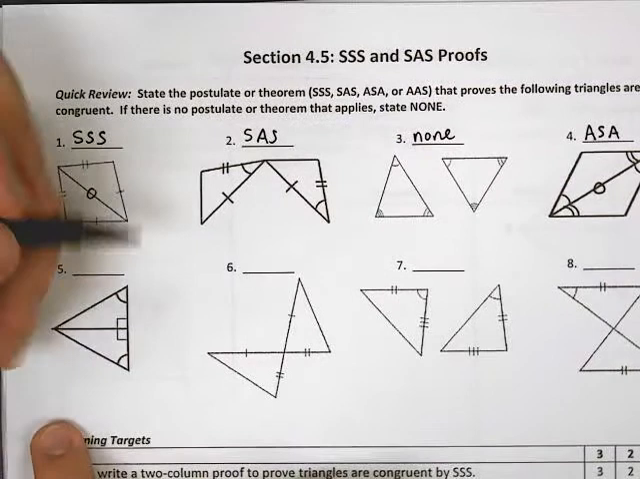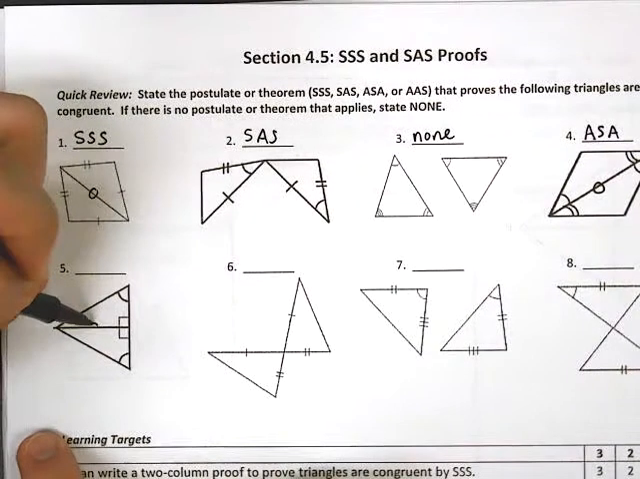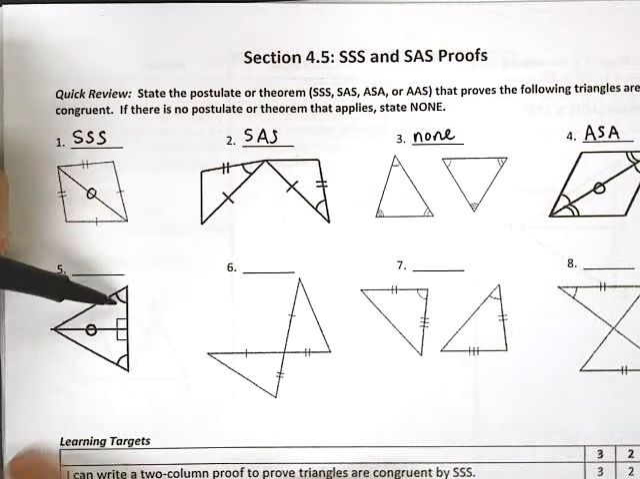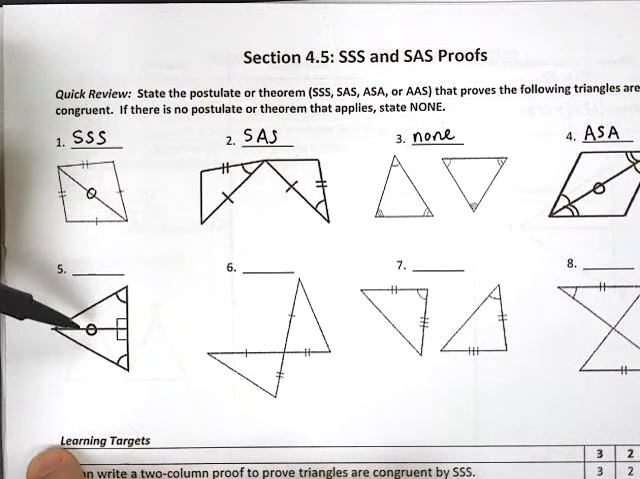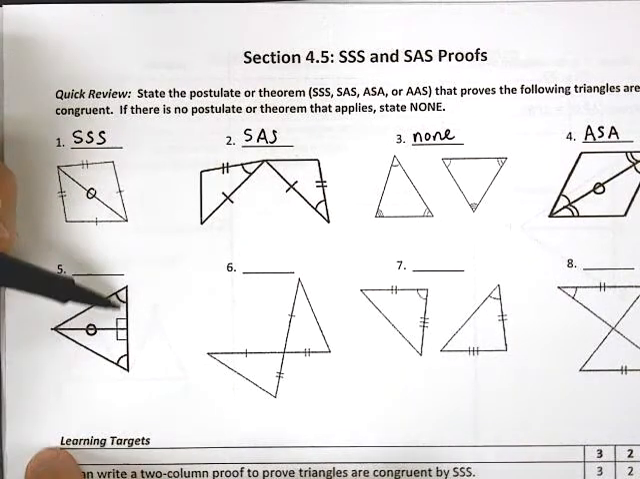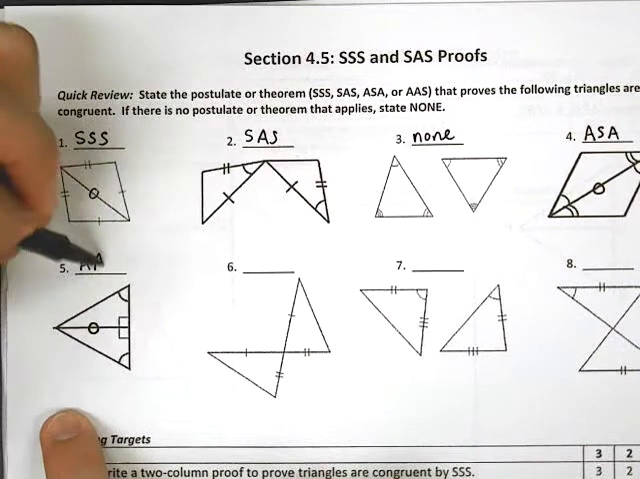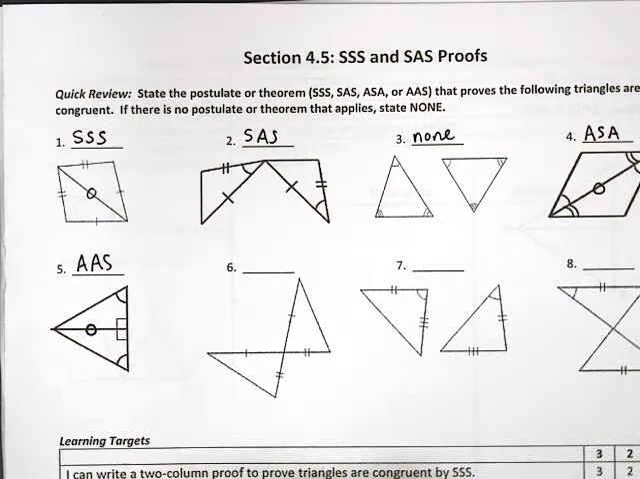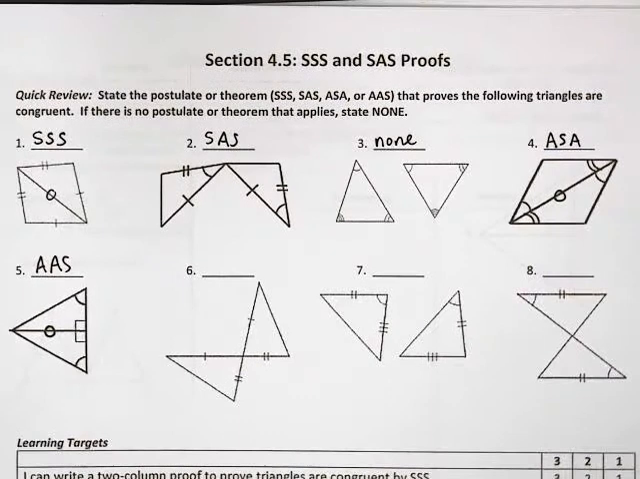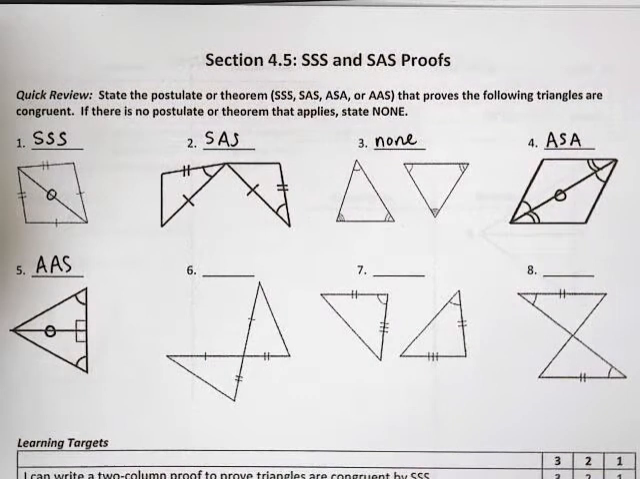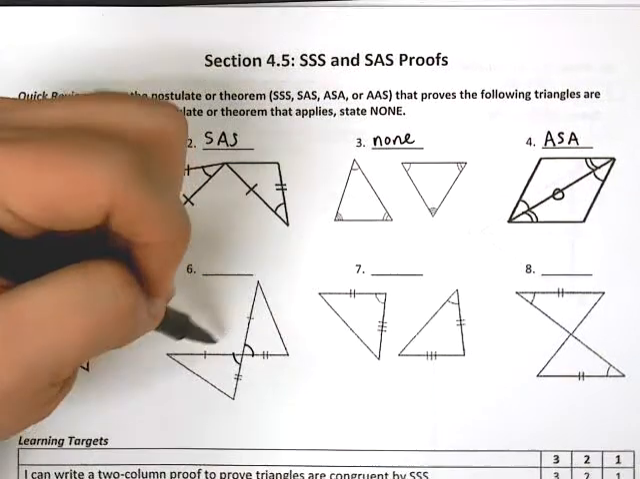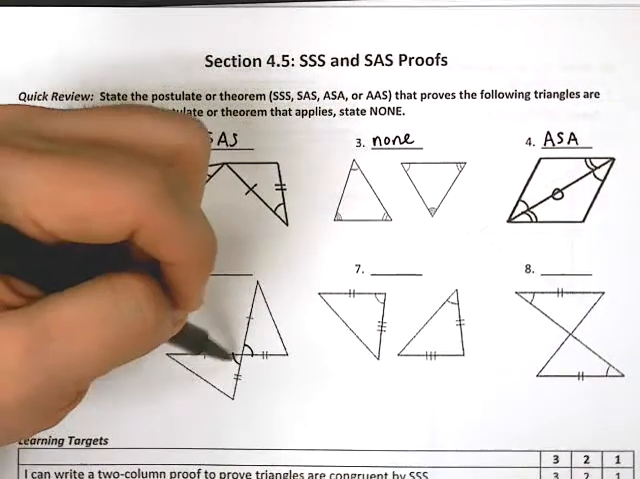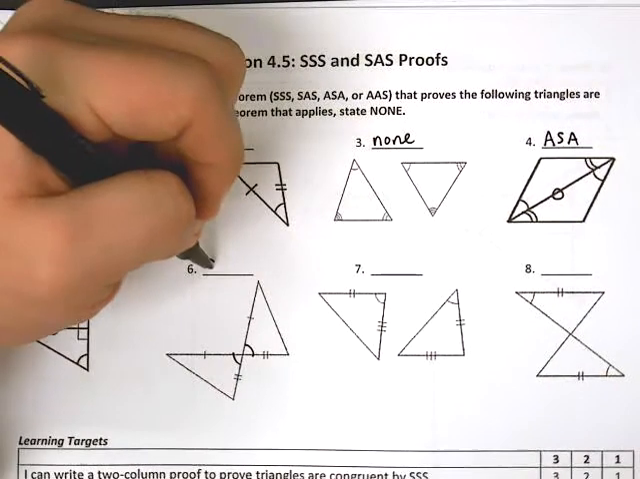In number 5, again, I only see 2 sets of markings, but I see that I have a shared side. So now I have 2 sets of angles, singles and rights, and then a side. Is the side included? No, it is not. It is not between the 2 angles, so this is A, A, S. In number 6, I only see 2 sets of congruent marks, which means I need to think about a property for my other set, and I see that I have vertical angles. So now I have 2 sets of congruent sides, and the included angles are congruent. So SAS.